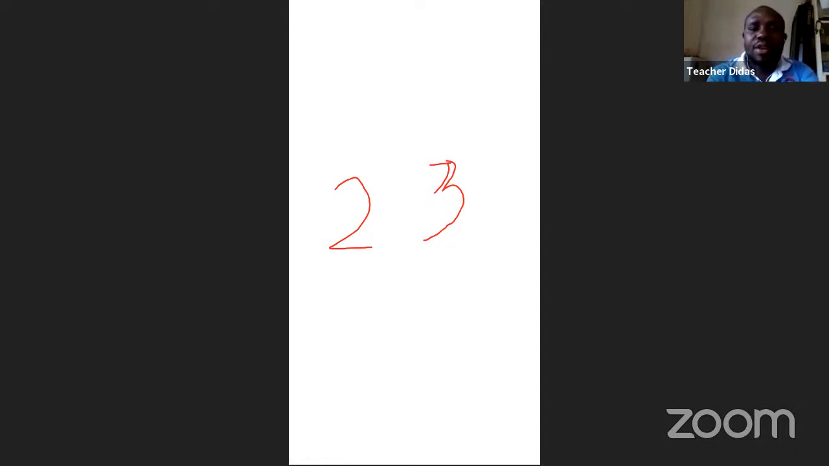Okay, now, can you write the place values of those numbers? The place values of 2 and 3. Let me check in my book. But there's no place value of 2. I'm not seeing it. There's just 3 and 4 and 5. Okay, this is a new number.